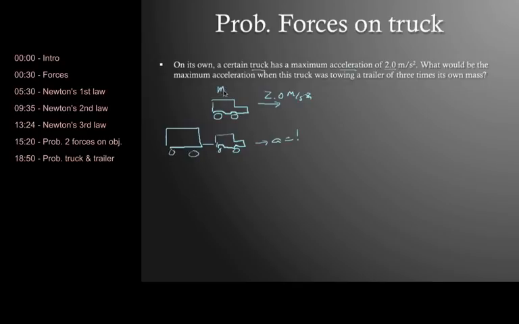So here the truck has some mass, MT. Here's the truck's mass, MT. And then the trailer has a mass of 3 MT. So in this case, some force has to be applied to this truck to make it accelerate. Otherwise, it'd move at a constant velocity. So I know that F net has to be equal to mass of the truck, acceleration of the truck. So that's mass of the truck times this 2.0 meters per second squared. Now I don't know the force of the truck that's provided by the engine or whatever.